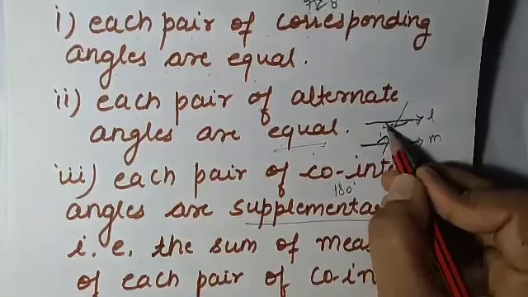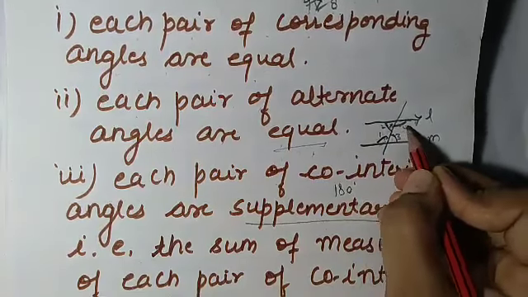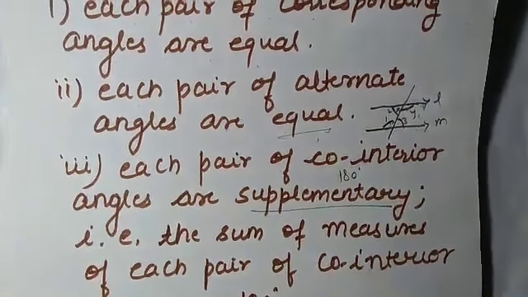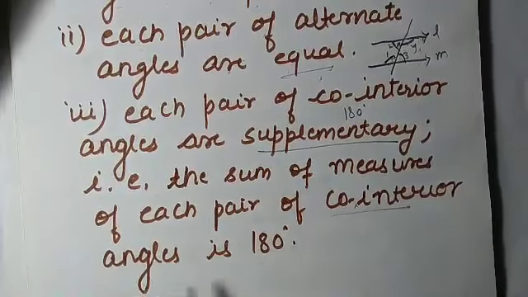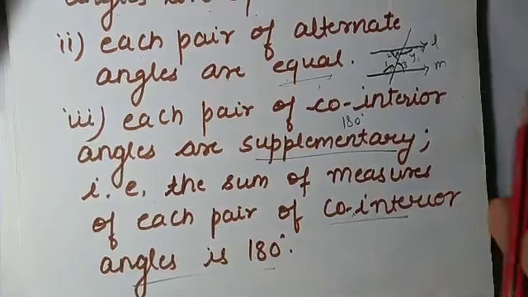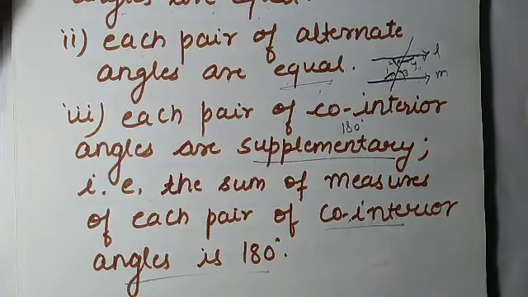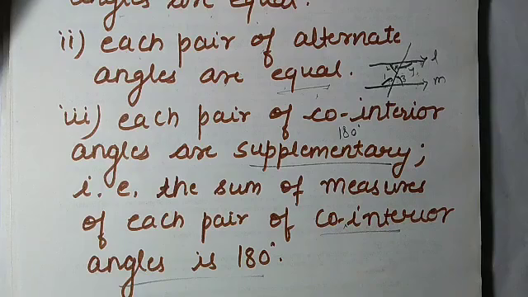Angle 1 and 2, these are co-interior angles, one pair of co-interior angles, and this is the second pair. So their sum must be 180, or you can write it as the sum of the measures of each pair of co-interior angles is 180 degrees. So simply it is saying if the lines are parallel, then the sum of co-interior angles must be 180. The recognition of co-interior angles, where they are, I have told in the previous concept that you have to learn. So these are the properties.